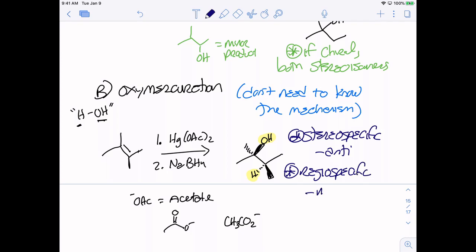It follows Markovnikov's rule. So Markovnikov product. So my hydroxyl group goes on the more substituted carbon. By putting that extra methyl group on, I can't really show that part of it, but do know that it follows Markovnikov's rule. So you do want, if it's not equally substituted, the OH group on the more substituted carbon.